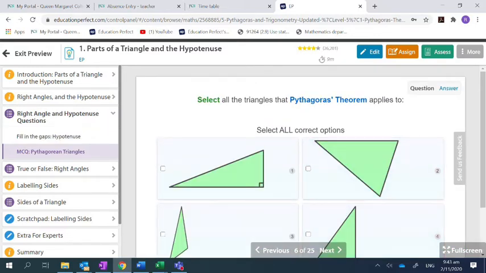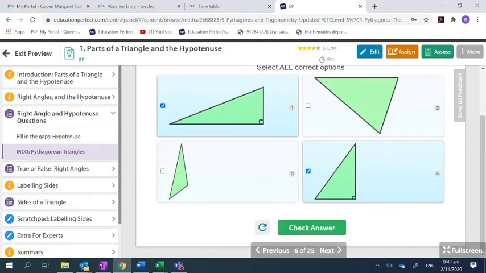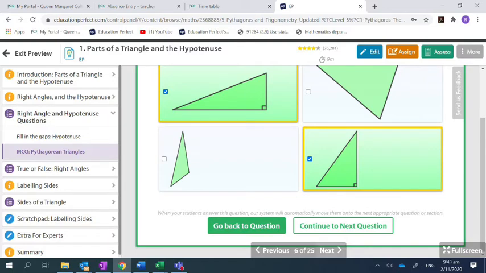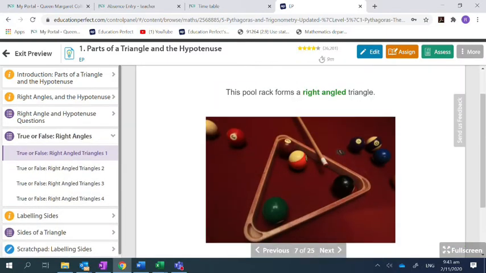Okay. Select all the triangles that this applies to. Remember, it only applies to right angled triangles. So which ones? 1 and 4. None of these don't even look like right triangles, do they? What if it did look like one and it did not have the square? Could I have selected it? No. You must be careful. Okay. All right. I'm on fire.